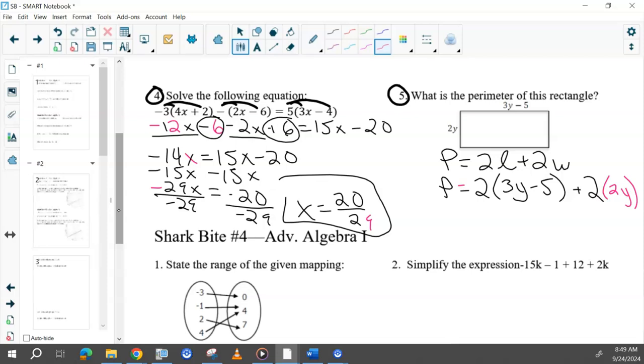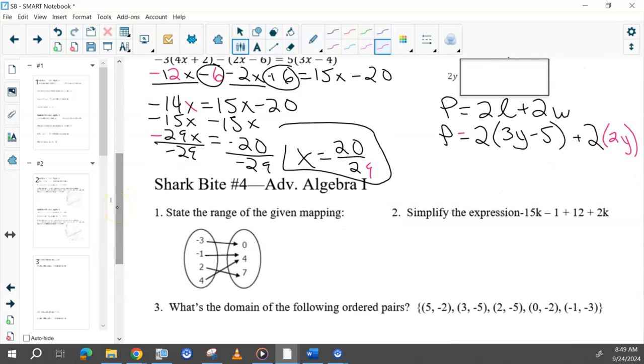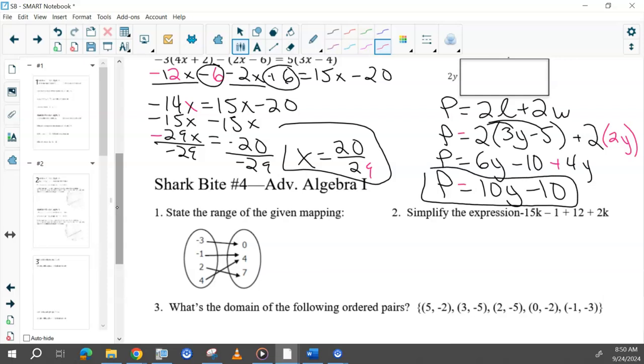And then I could start to simplify. So distribute this 2. So we get 6y minus 10 plus 4y. Just multiply those. And combine our like terms, 6y and 4y, to get 10y minus 10. So if I knew what y was, I could actually find the actual length and actual width and then keep going, but I don't. So that is my perimeter, and that's as far as we can go with that. Questions there?